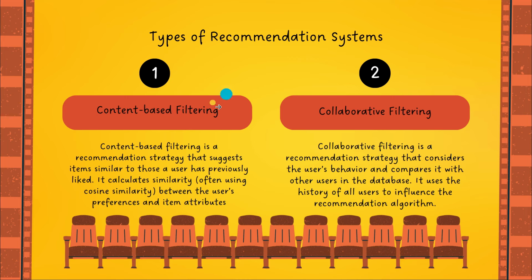So let's have a look at what content-based filtering actually is. Content-based filtering is a recommendation strategy that suggests items similar to those users have previously liked. I mean, the previously liked items should be recommended to the users so that they can actually buy the product. It calculates the similarity using cosine similarity between the user preference and the item attributes. We actually built one recommendation system for Netflix using this content-based filtering.